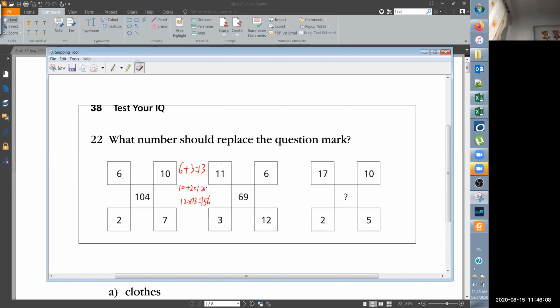So what about this? So what about 10 minus 2? So 13 times 8 is 104. Okay, seems reasonable. Let's continue.